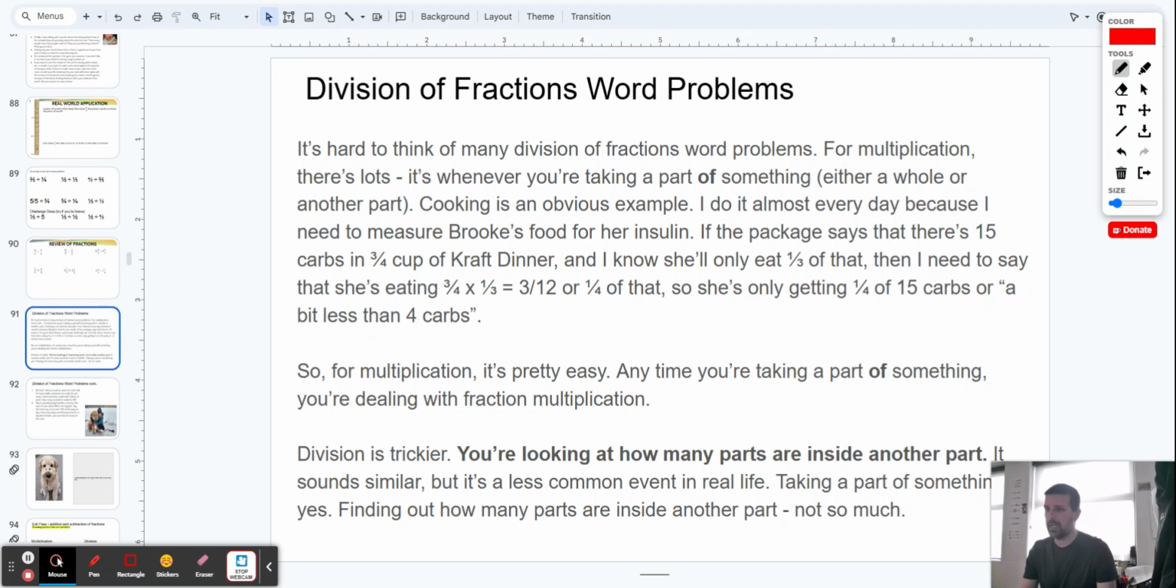Okay, so look for that of word. That's your surefire sign that you're going to be multiplying. Okay, so I think that's pretty easy to come up with examples, and cooking is always the big one for sure for multiplication of fractions.